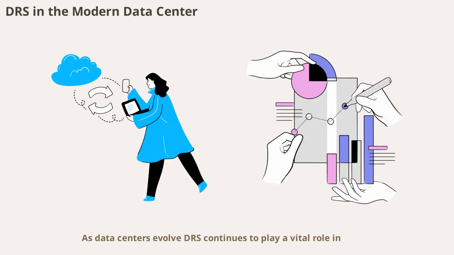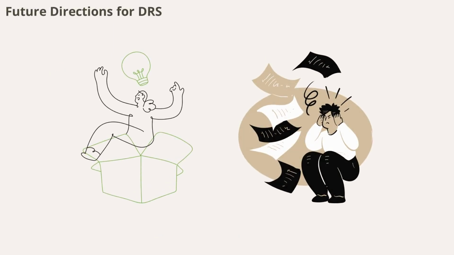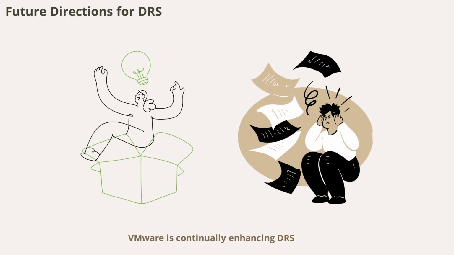As data centers evolve, DRS continues to play a vital role in ensuring efficient resource utilization and high application performance. Its adaptability and intelligence make it an indispensable tool for administrators managing dynamic, large-scale environments. VMware is continually enhancing DRS with new features and smarter algorithms. Staying informed about these advancements will help you take advantage of improved automation, better performance, and greater flexibility in your virtual infrastructure.